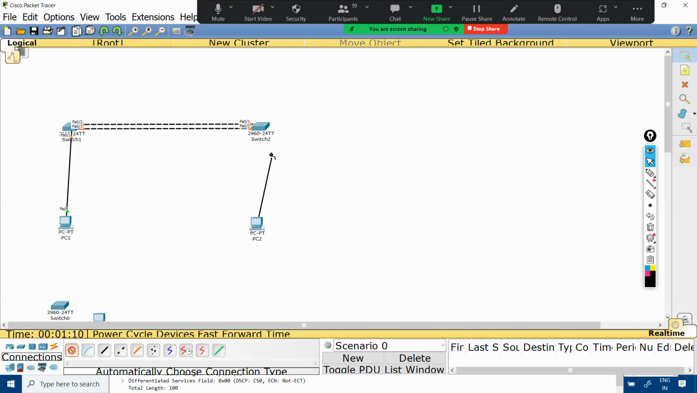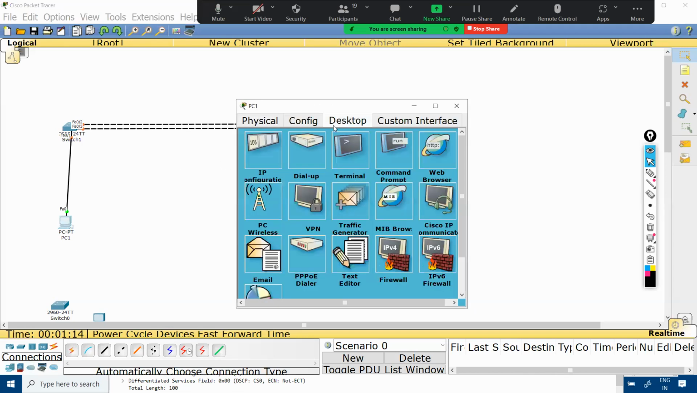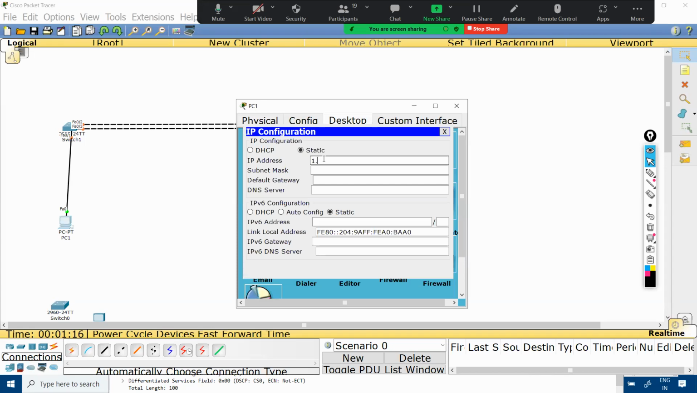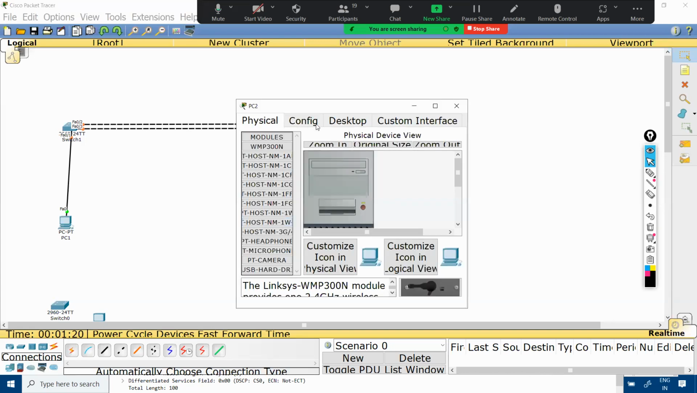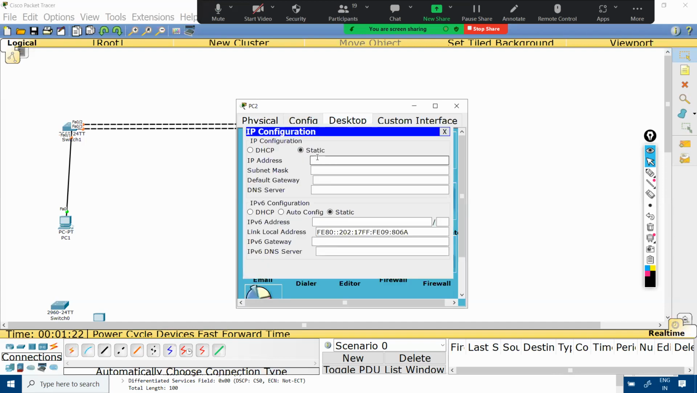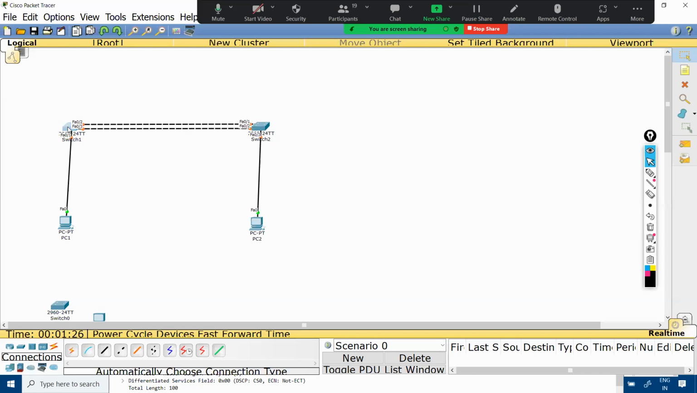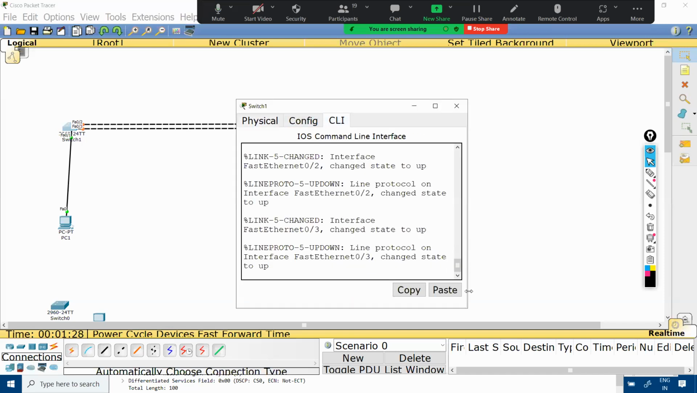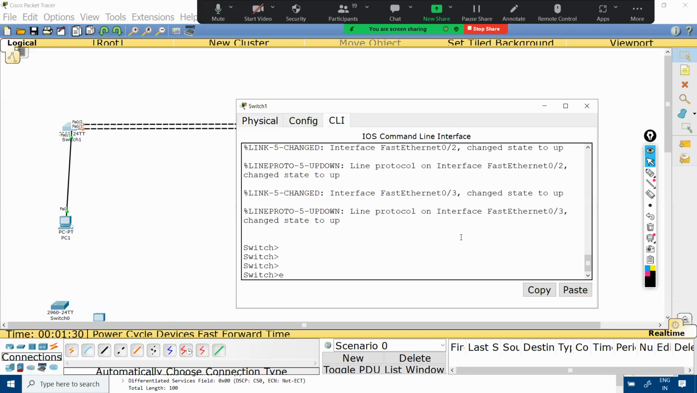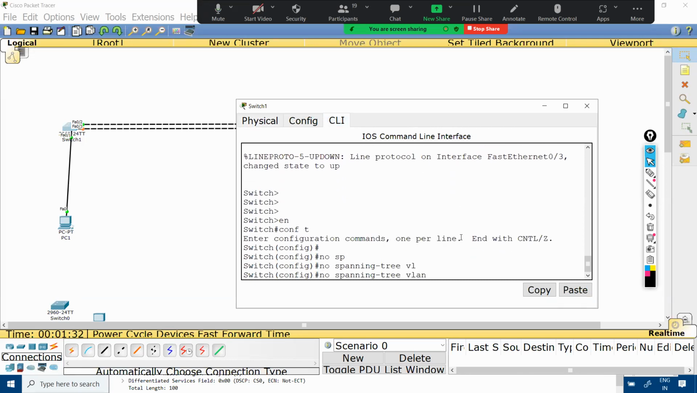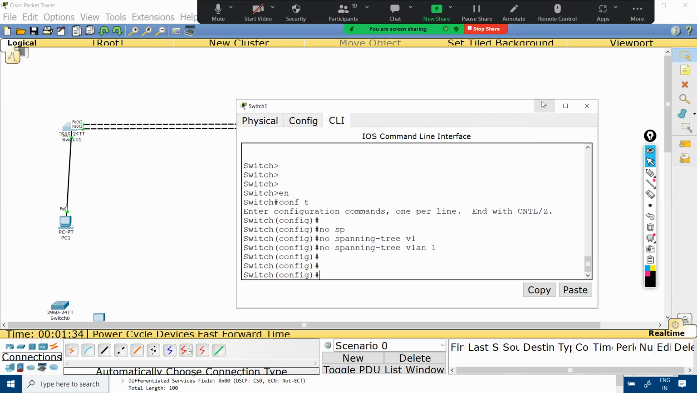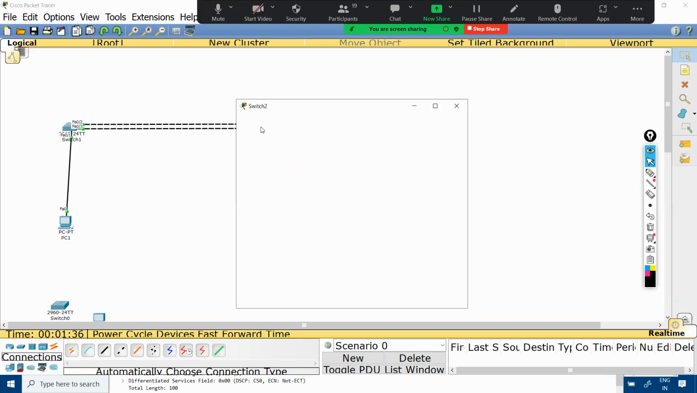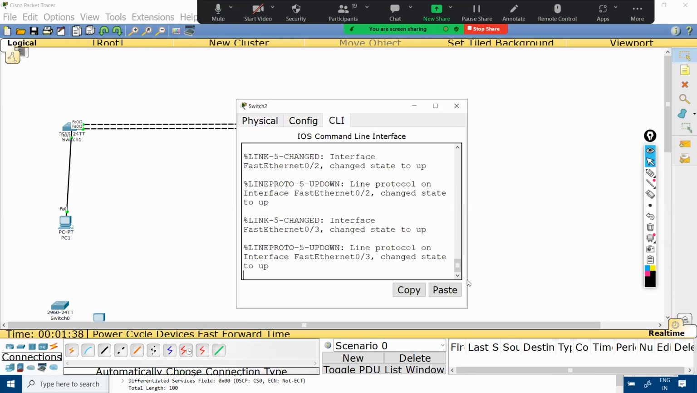I'm going to add another interface over here. Let's give the IP addresses on these interfaces. The desktops will be 101.101 and 101.2. All right, now I'm going to do some configuration. Leave this part for now, just ignore what I'm doing right now.